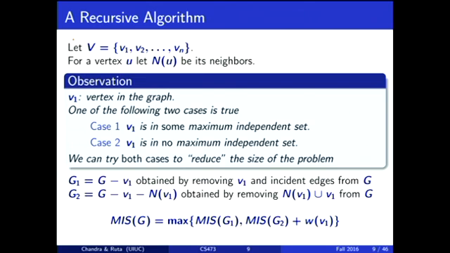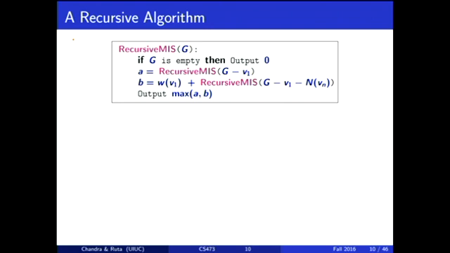It's very simple, right? So the maximum independent set in the graph is the max of G1, where I don't include v1, or, if I want to include v1, I add v1, and then I create a new graph where I throw out v1 and the neighbors, and I take that. So this is a very simple recursive algorithm, as simple as that.